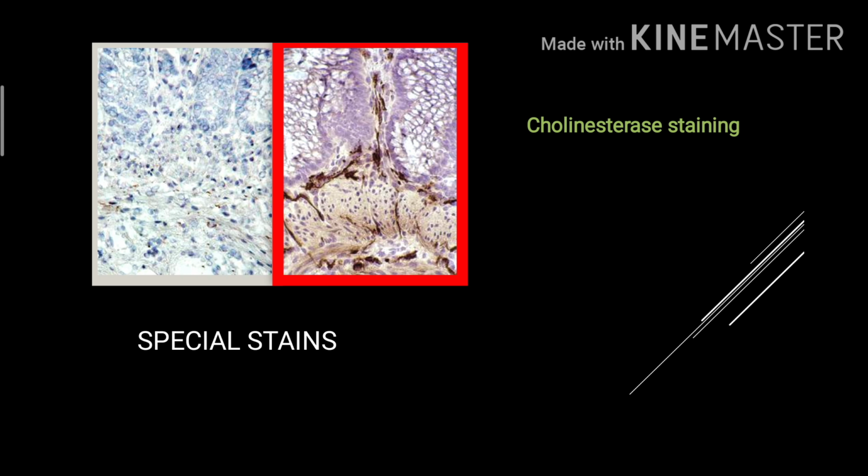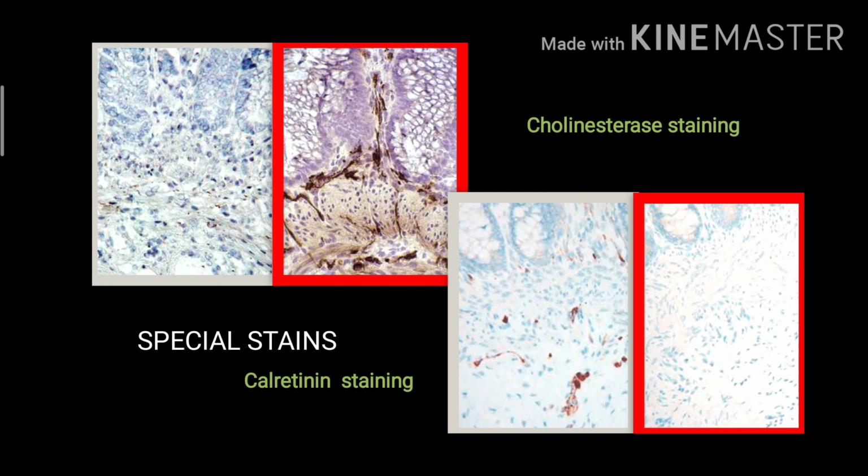In those situations, special stains come to our help. One is cholinesterase staining. This brown thing is the cholinesterase staining. When there is more cholinesterase staining, it is abnormal. You can see the red boundary. It is abnormal. It is suggestive of HD.